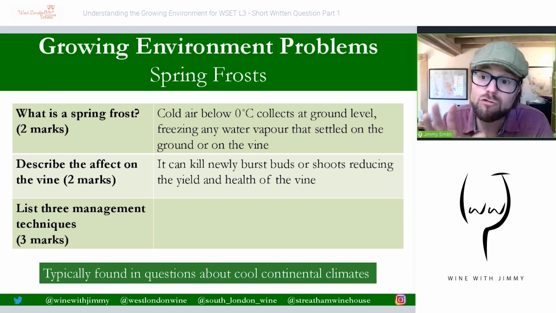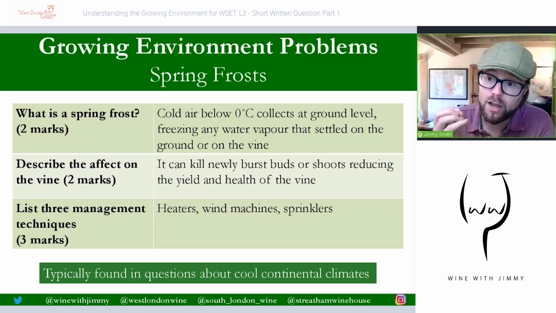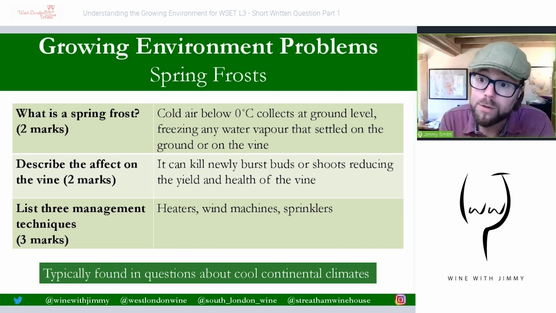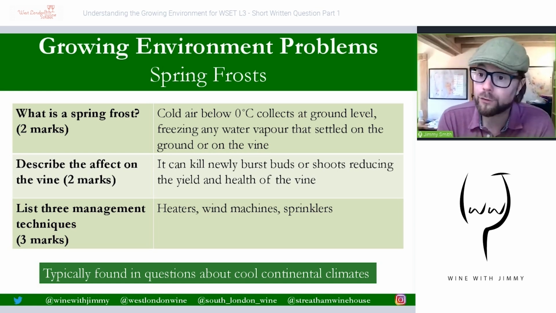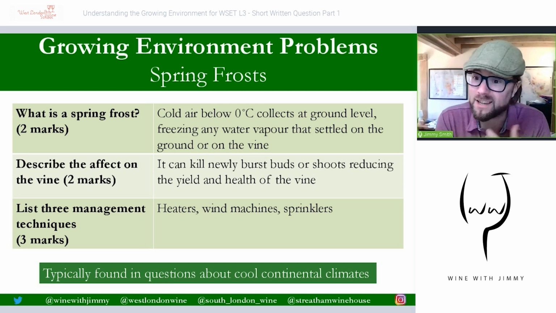It's just literally listing the answers, whereas before it's describing, where you have to write a sentence to describe it for 2 marks. For listing 3 management techniques here, it is actually saying things like heaters, wind machines, and the sprinkling system or aspersion. Okay, now if it said something like list and describe 3 management techniques, then it would probably say something like 6 marks are available for that.